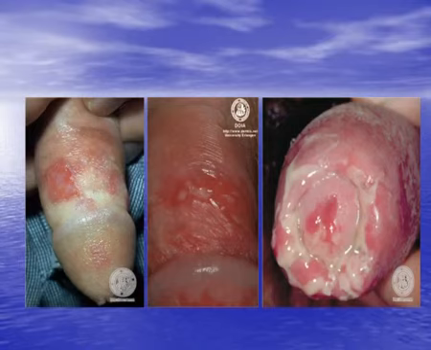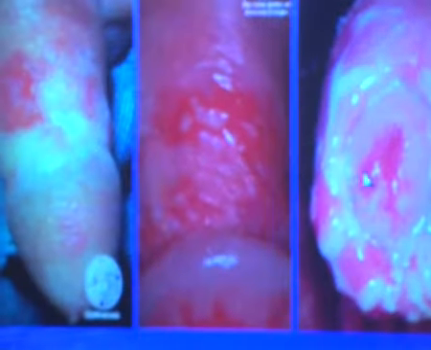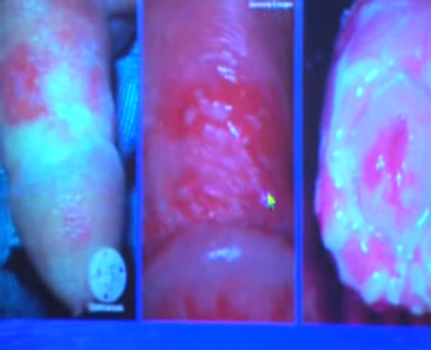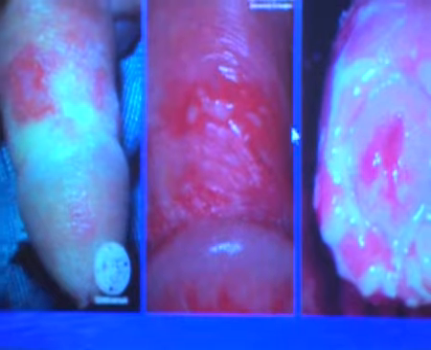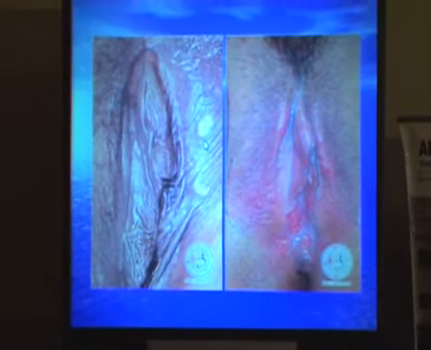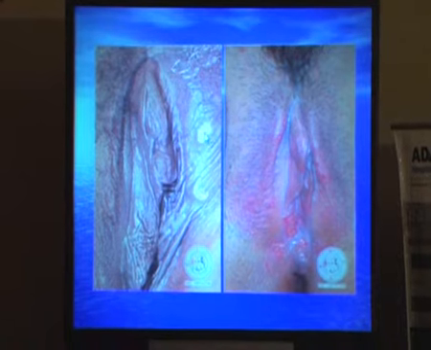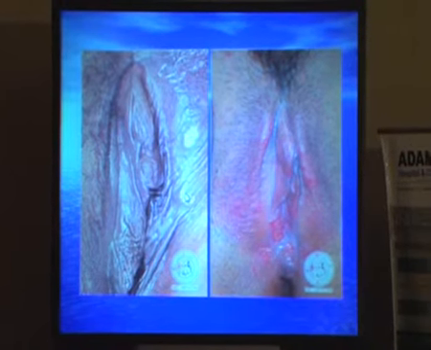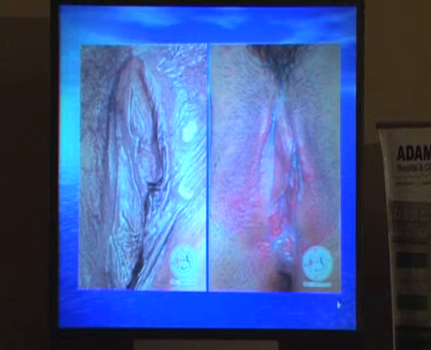As you see here, there is ulceration after vesicle. Here also, at the shaft of the penis. This is ulceration after rupture of the vesicle at the labia and at the fourchette.